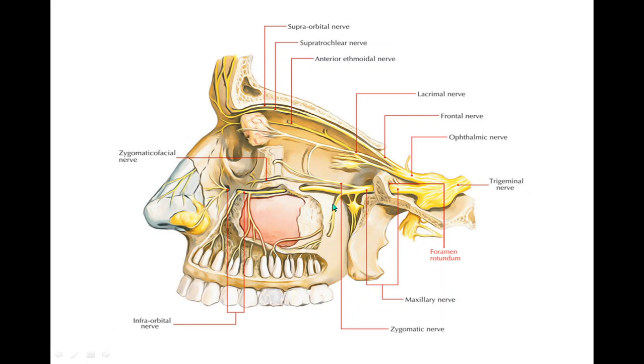So as they run further along their course, they divide into multiple branches supplying different areas like the nose, nasal cavity, even the upper jaw, the teeth in the upper jaw with their gums and all. Okay, so that is the area of distribution of the maxillary nerve, that is V2.